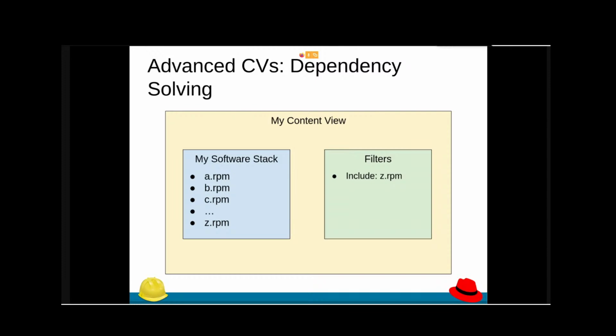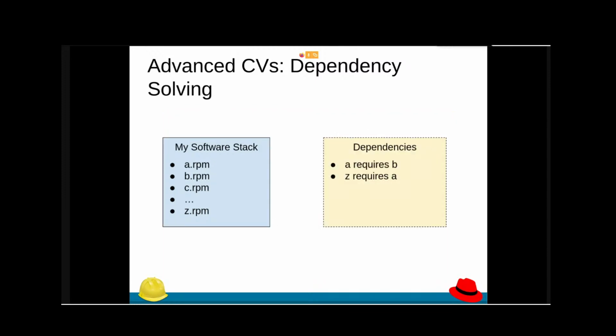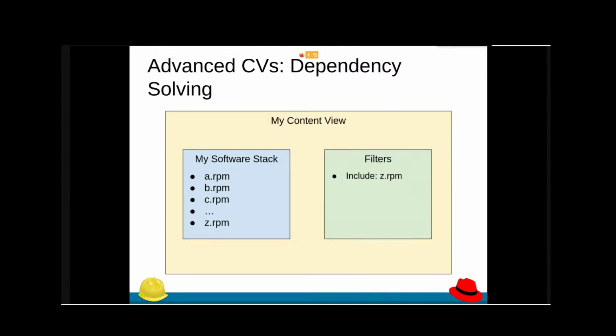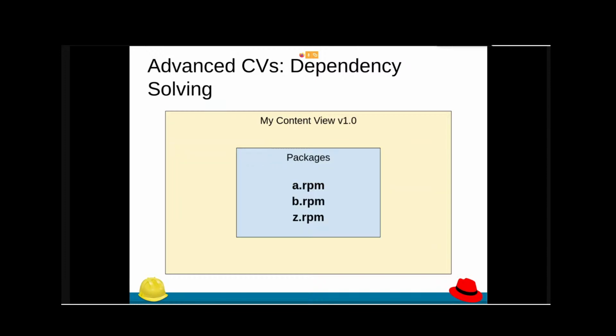Now, in a normal case, if you didn't have dependency solving on, you would end up breaking your repository, because Z requires A and you'd only get Z. You wouldn't be able to install the RPM unless you're connected to the internet, but let's assume here that you're not. If you have dependency solving turned on, it seems obvious, but it'll pull in A and B. And this is very helpful.